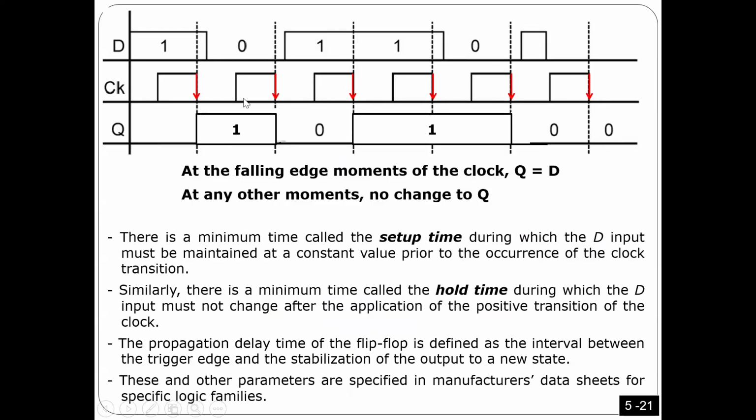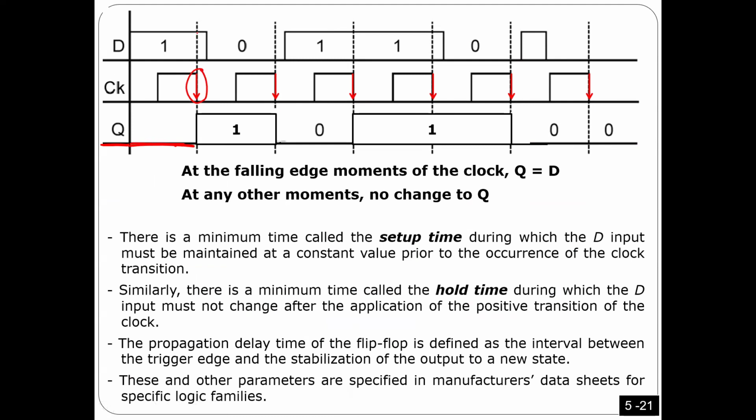So action has to be taken here. Changes should happen only at the falling edge, okay? So let's see how it works. First of all, we start from 0. It's going to continue 0 because changes only happen at this moment, okay?